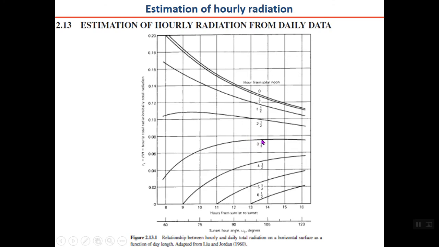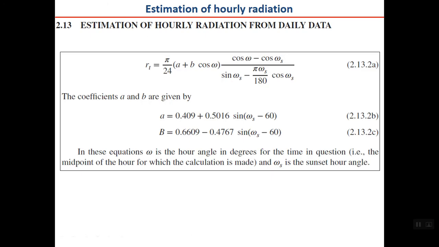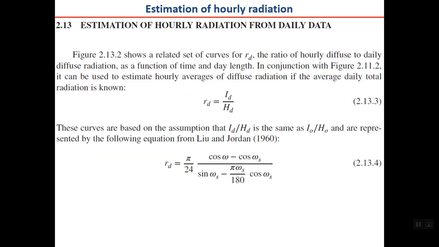Generally, just one thing I should mention here is that you can see that half hours is written here. Actually, if you, for example, want to calculate the solar radiation between 3 and 4 o'clock, then go to the curve belonging to 3.5. And this is the formula which is used for the same.